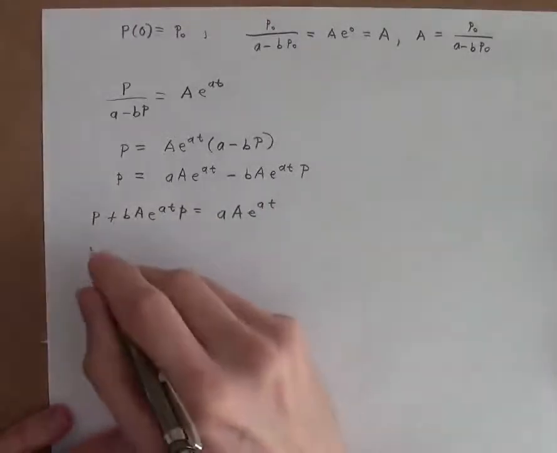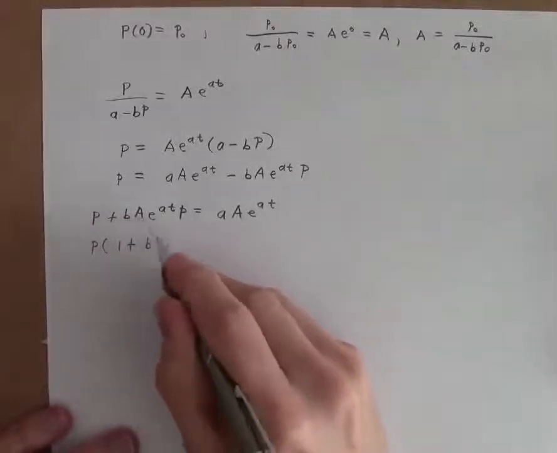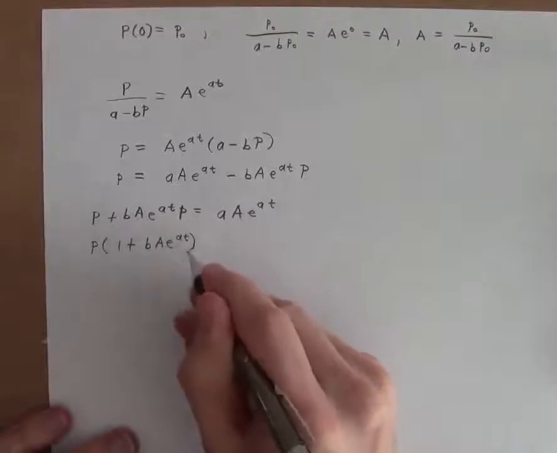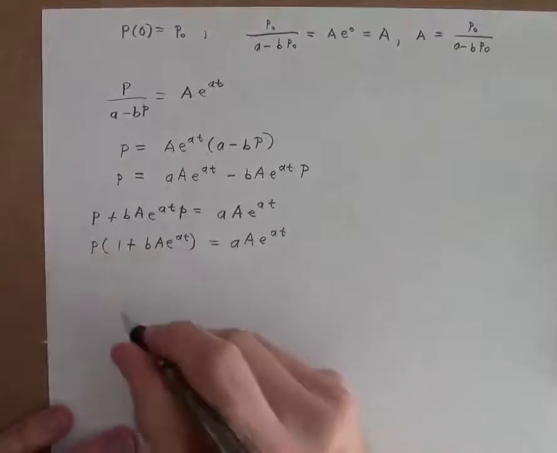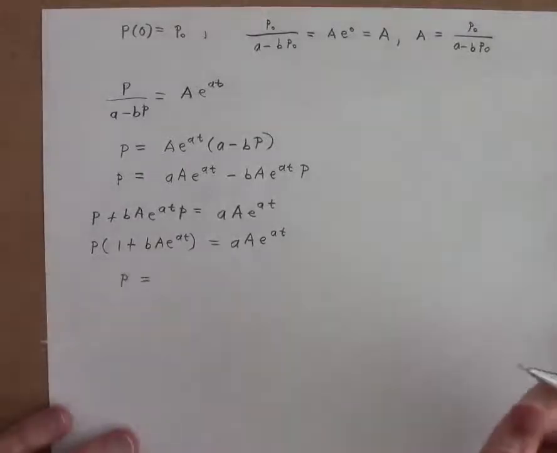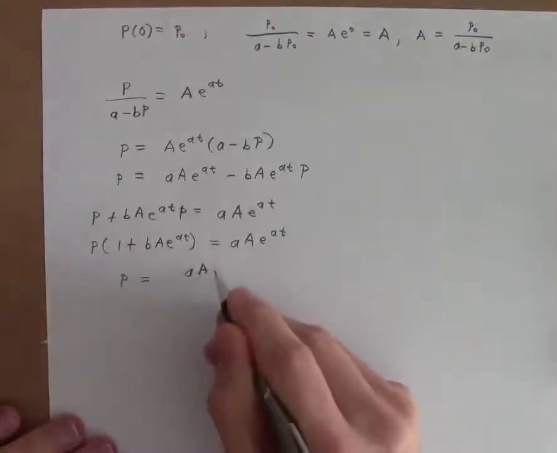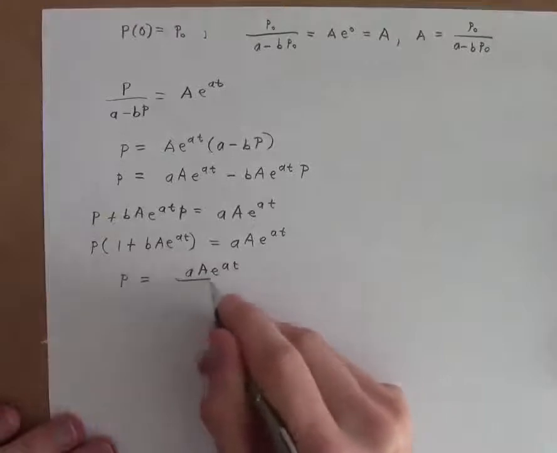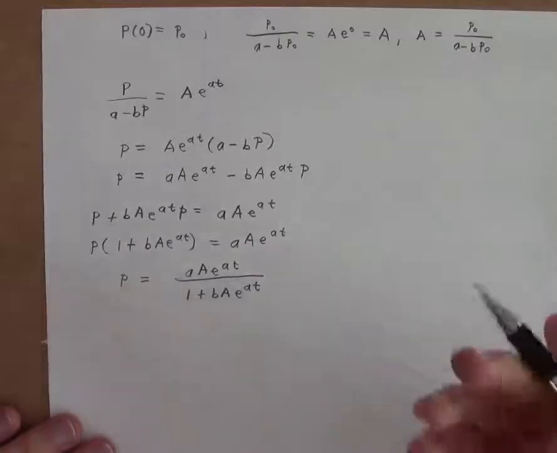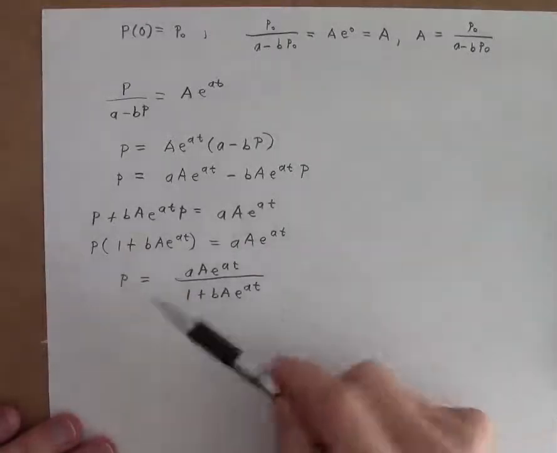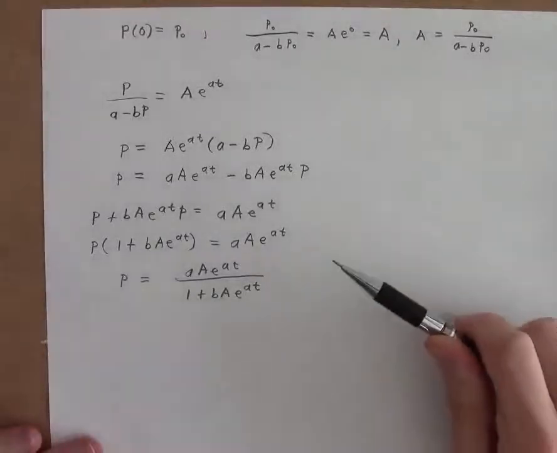So factor out the P. That becomes 1, and that's b A e to the at. And now we can solve for P by dividing. So P is equal to a A e to the at, divided by 1 plus b A e to the at. And now we've solved for the population P as a function of time. So that's our explicit solution.